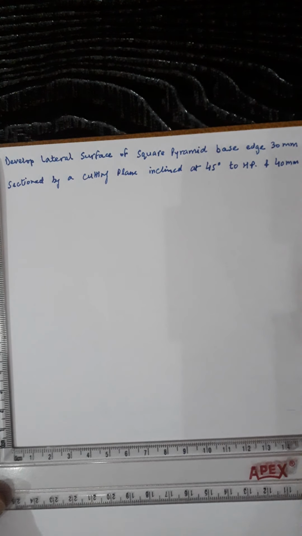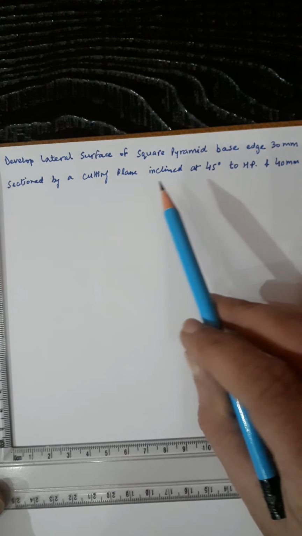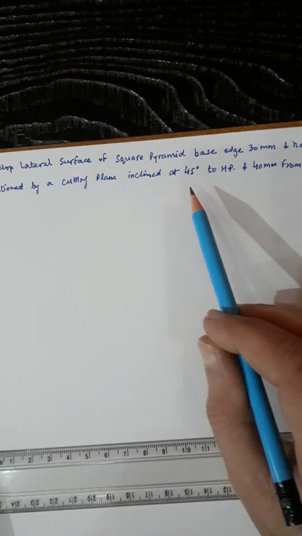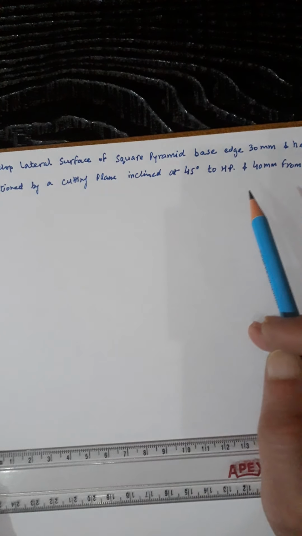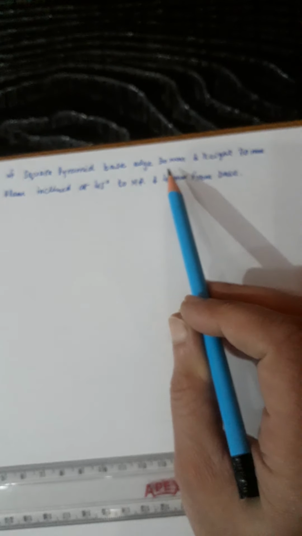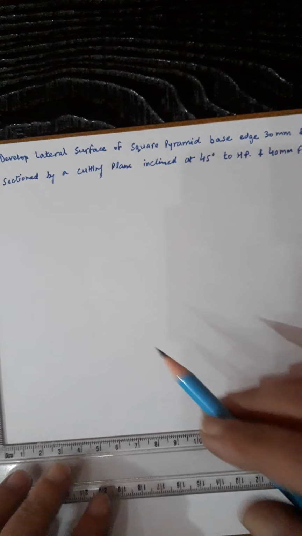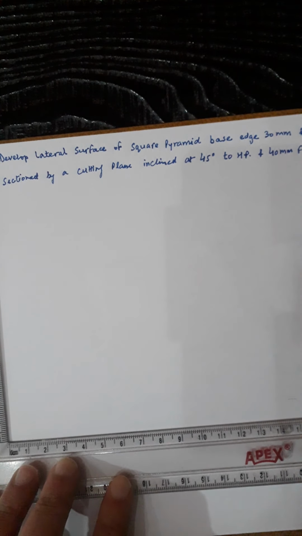Students, in this video I will discuss the development of the lateral surface of the square pyramid. It is a truncated one. The cutting plane is inclined at 45 degrees to HP and 40 mm from the base, and the surface has a 30 mm base edge and the pyramid is 70 mm in height. So I will be drawing the top view and front view of this.